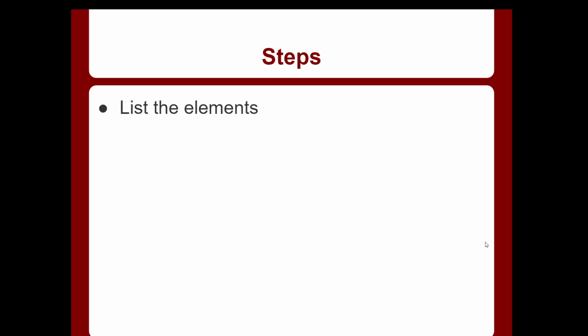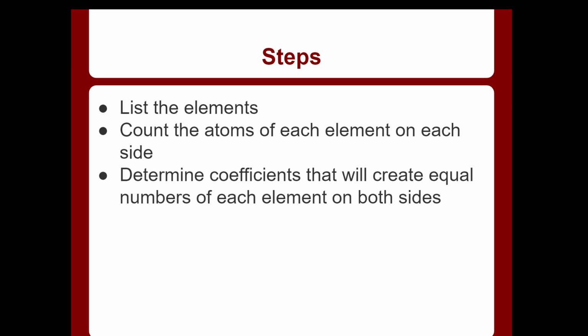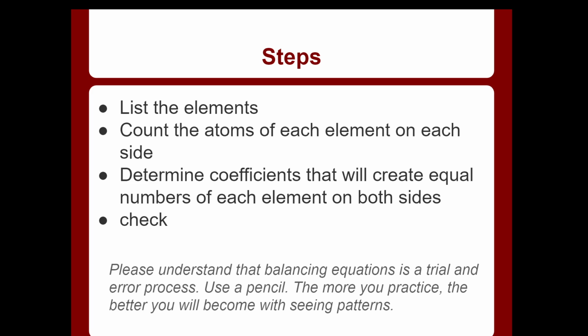Now, the steps, what we're going to do is we're going to go ahead and list the elements. We're going to count the atoms of each element on each side. We're going to determine the coefficients that will create an equal number of each element on both sides. And then we're going to go ahead and double check. So we're going to multiply through and double check.